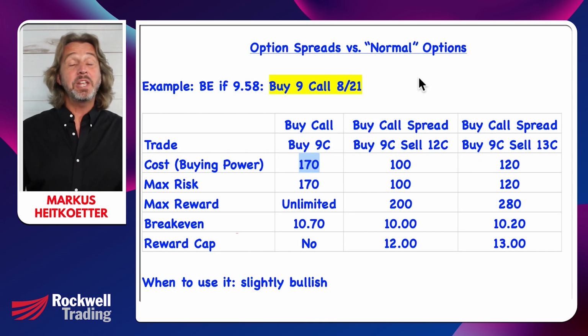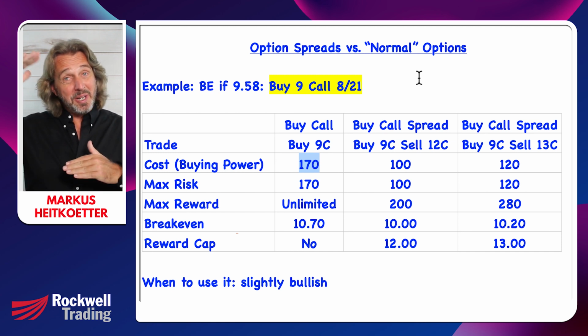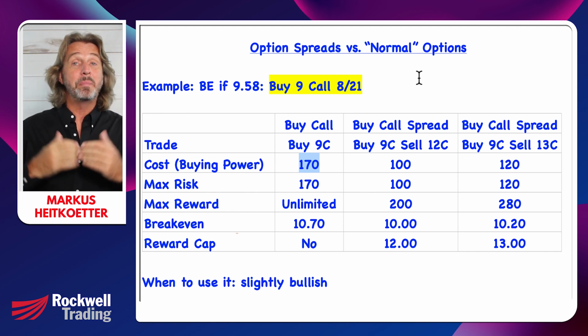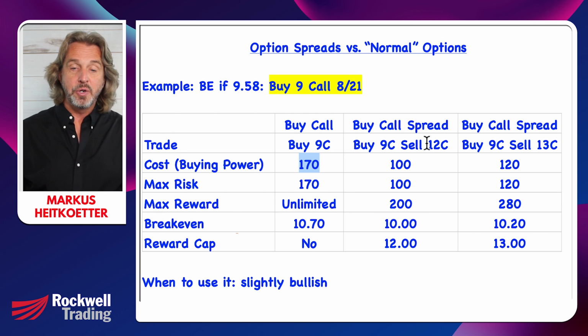Anyhow, so by using bull call spreads, you're limiting your reward potential, but you're also reducing your break-even point, you're reducing your cost, and therefore you're reducing your risk.